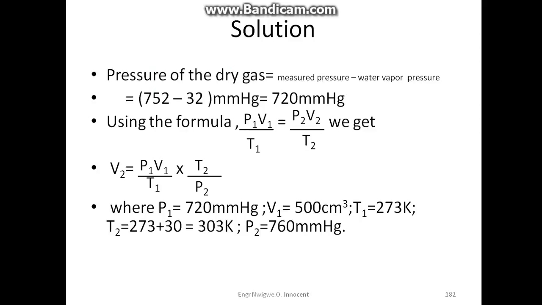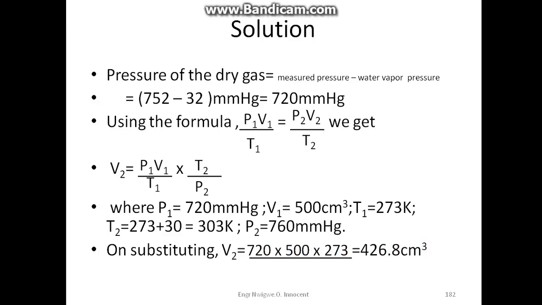273 Kelvin, T2 is equal to 273 plus 30, which gives us 303 Kelvin. P2 is equal to 760 mm of mercury. On substituting for V2, we have 720 times 500 times 273, all divided by 760 times 303, which gives us 426.8 cm³.